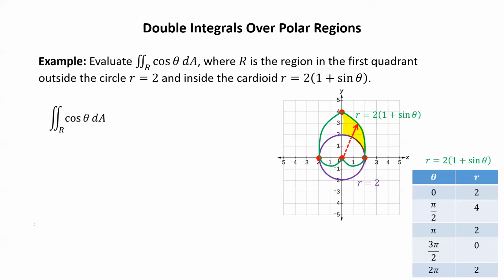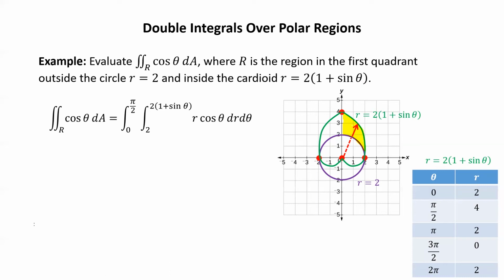And I drew a little arrow there to show how the inner integral is going to work. It's going to go from the inner curve to the outer curve. That's how integrals in polar work. So we're going from the circle r equals 2 out until we hit r equals 2 times (1 plus sine theta). So when we set up the iterated integral, the theta limits are going from 0 to pi over 2, and the r limits are going from 2 to 2 times (1 plus sine theta).